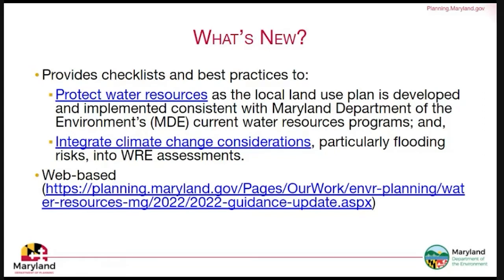And the second aspect is something brand new, which is integrating climate change considerations, especially flooding risks, into the various assessments that are already part of the water resource element guidance. Those assessments are related to drinking water, wastewater, and stormwater. Also, as you can tell, this is a web-based guidance now, with many links to available resources at MDE, at DNR, within planning, and also EPA for that matter, to ideally facilitate the development of an updated water resource element.